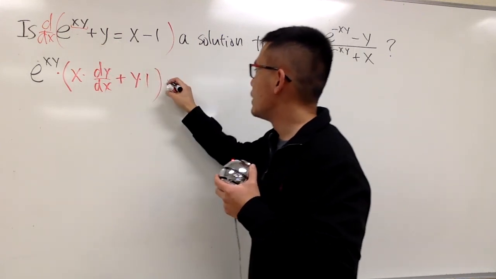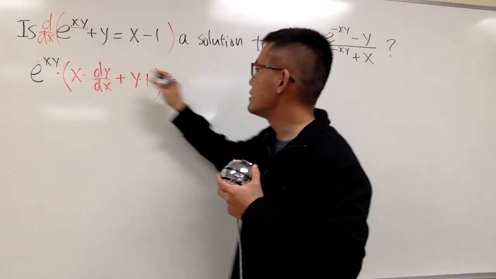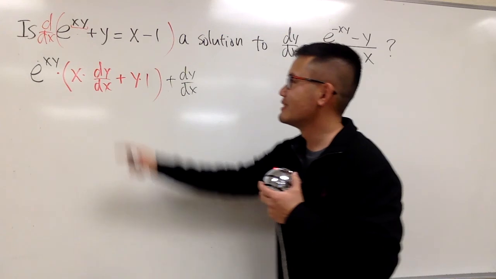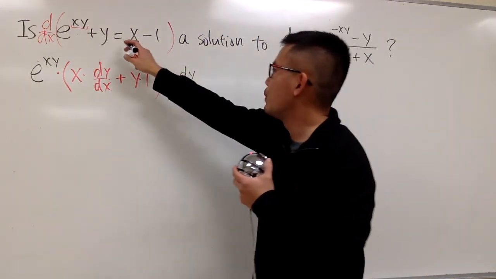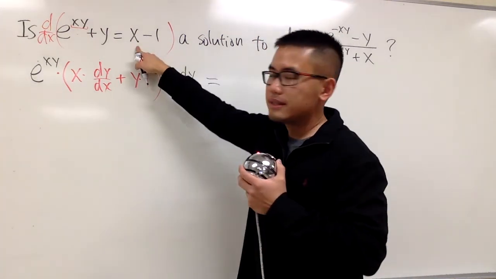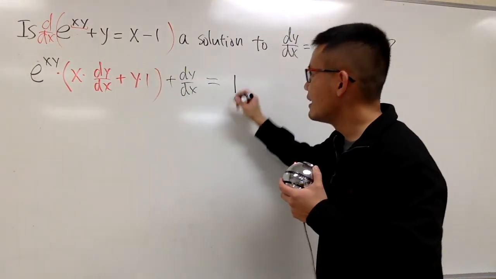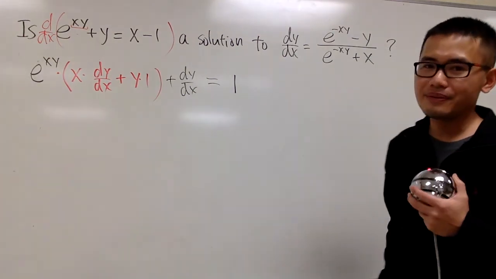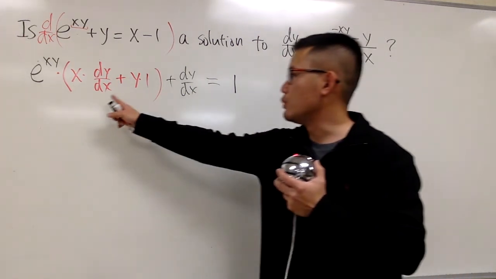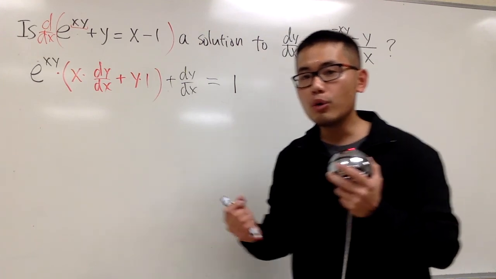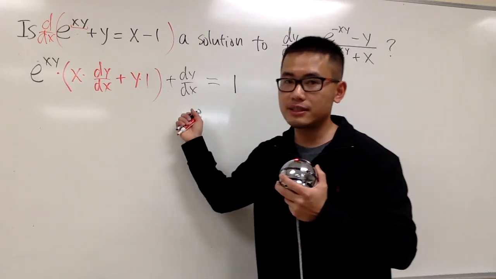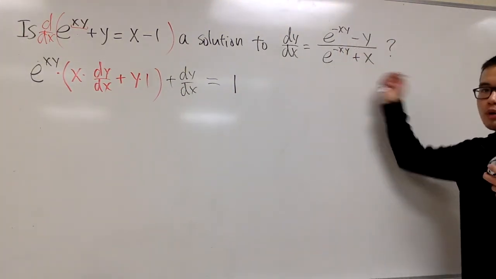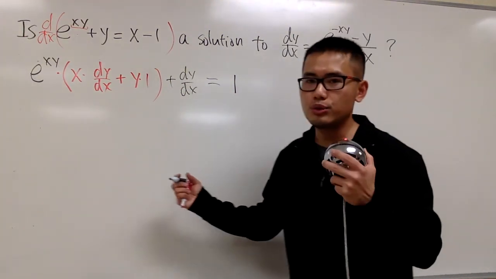And next, we add to it the derivative of y, which is just dy/dx, okay? And then this is equal to the derivative of x, which is just 1, and then negative 1, we get 0, and this is what we have. And now you see, we have the dy/dx right here, right? Our goal now is to just isolate the dy/dx, and hopefully that expression will be the same as the given one right here.